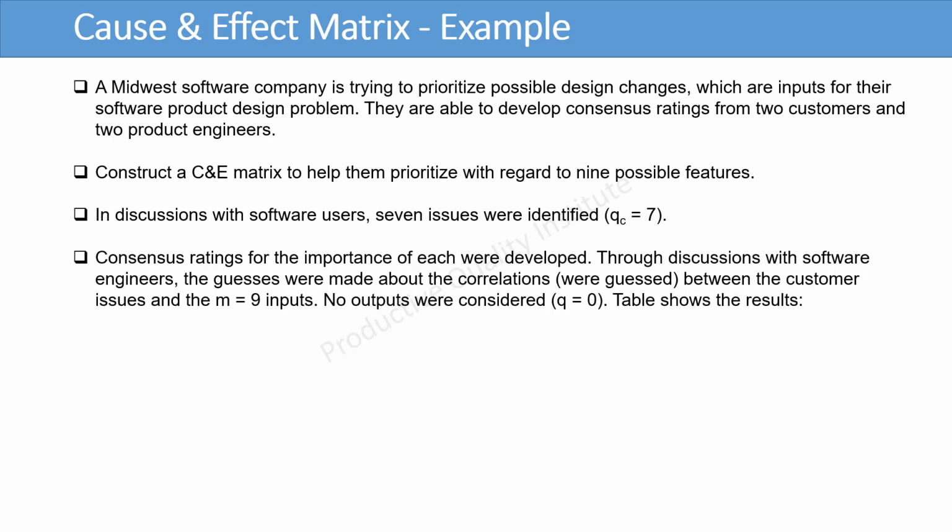Through discussions with software engineers, guesses were made about the correlations between the customer issues and the M equal to 9 inputs. No outputs were considered, so Q equal to 0. The table shows the results.